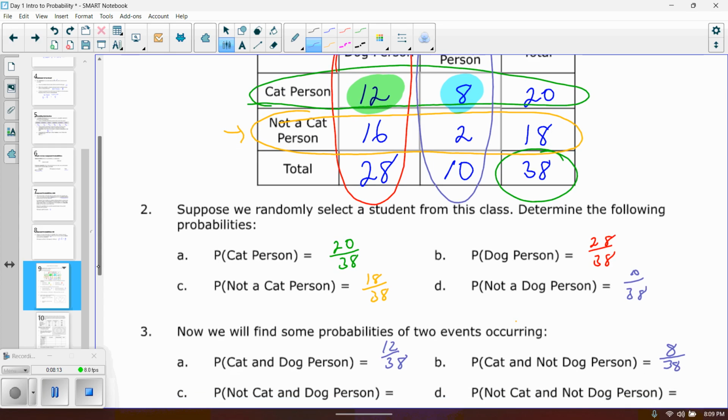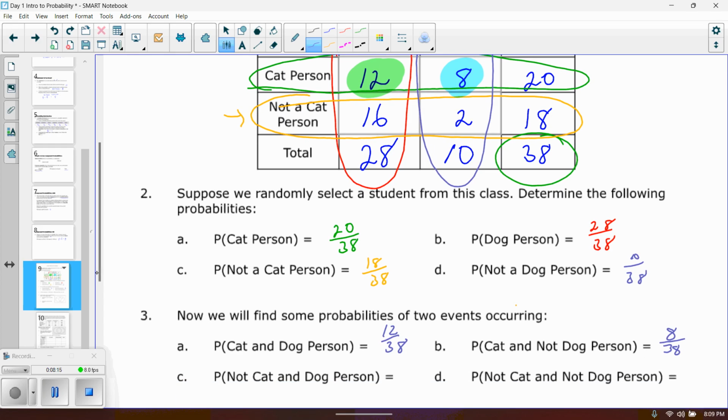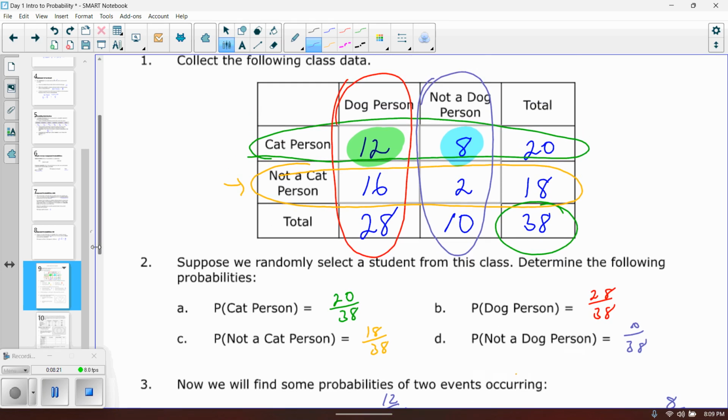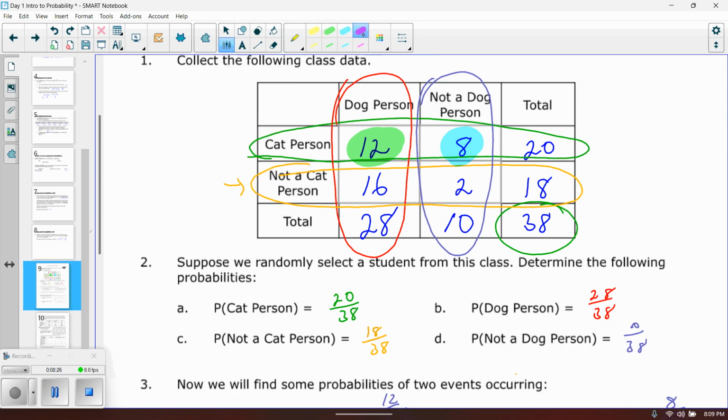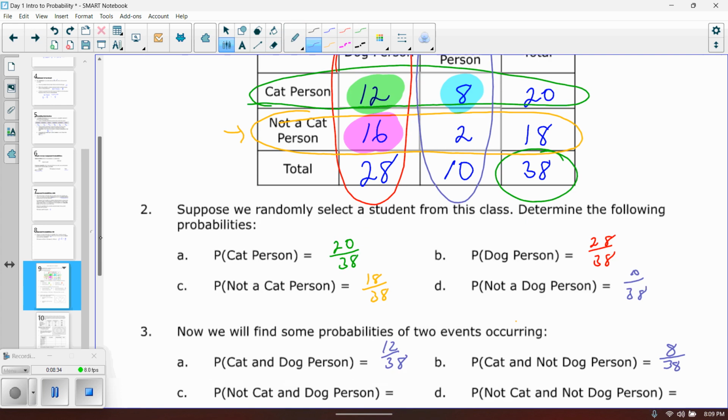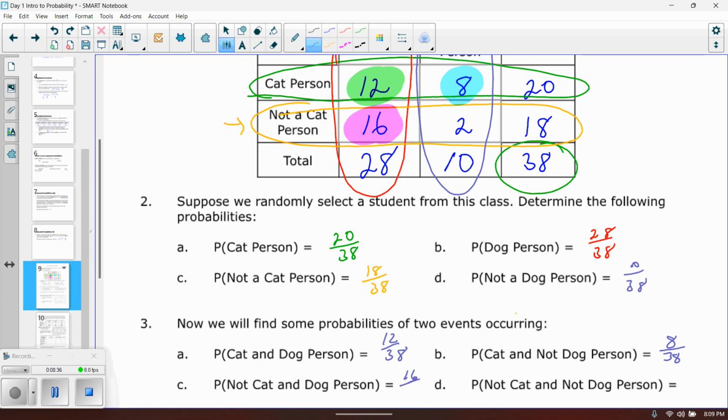Okay, and this is where I'll have to start scrolling up and down a little bit. Part C, we want the probability of somebody who's not a cat person, but they do own a dog. So somebody who is not a cat person, but they do own a dog is right here. And there are 16 out of the 38 total people. So 16 out of the 38, that's the probability there.